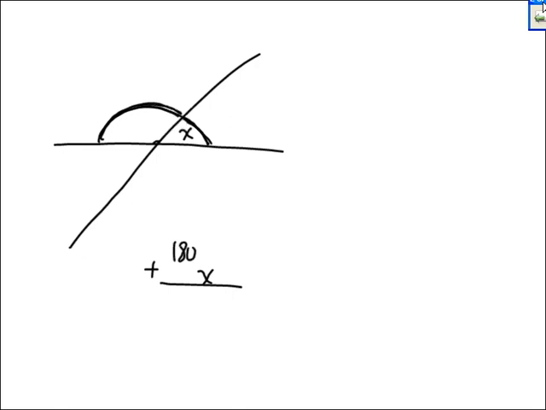But somehow we want to get rid of the x. Because right now, if you add these, you get 180 plus x. So what you should do is take away x. Now, when you add these two, you get 180. If one angle is x, then the other angle is 180 minus x. Okay.